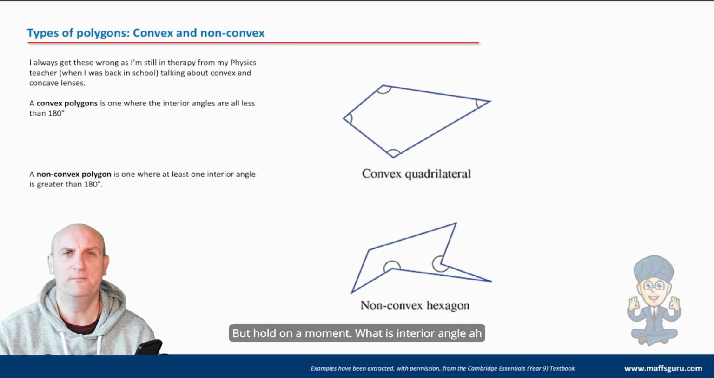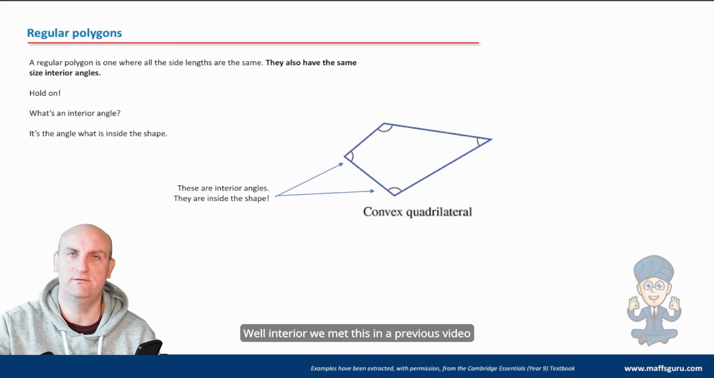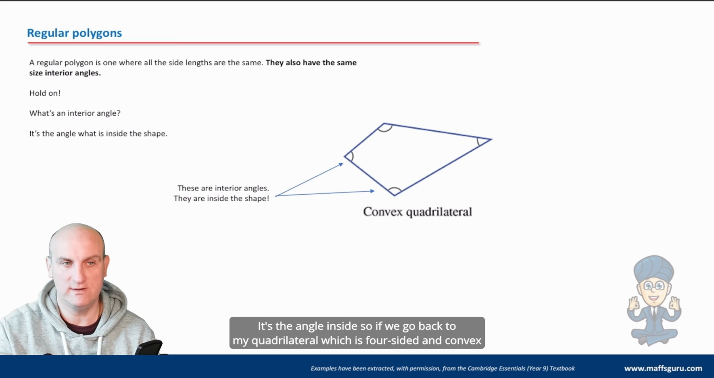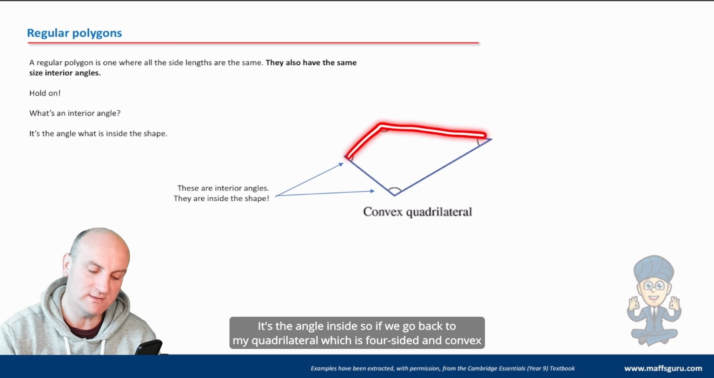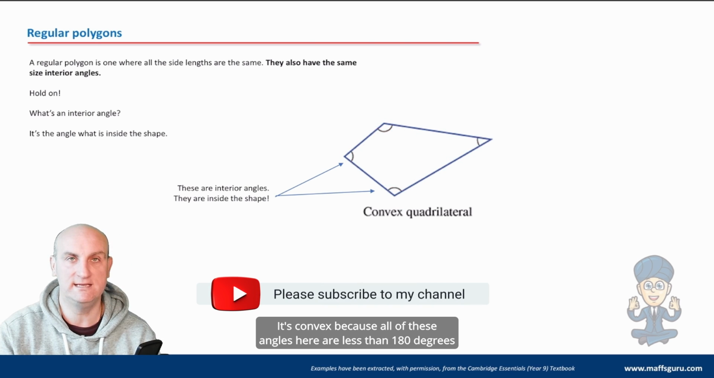But hold on a moment. What is an interior angle? Well, interior, we met this in a previous video, it's the angle inside. So if we go back to my quadrilateral, which is 4-sided, and convex, it's convex because all of these angles here are less than 180 degrees.